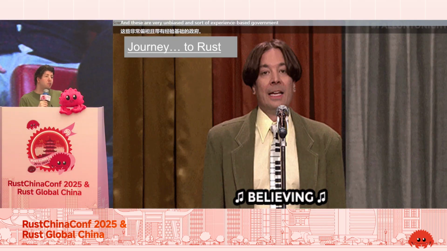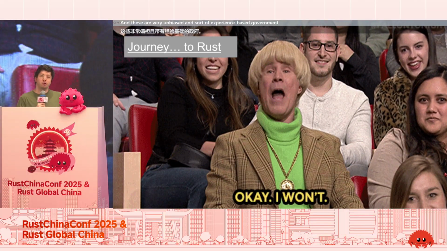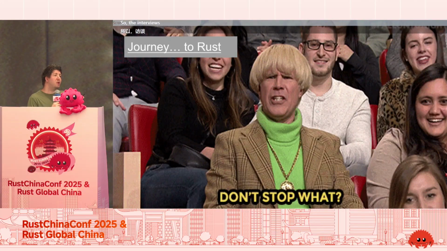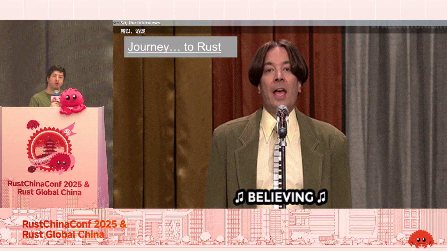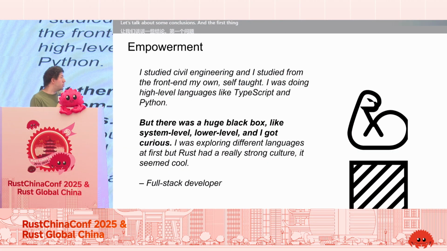All right, so the interviews. Let's talk about some conclusions. The first thing is, how do people get started with Rust? The first thing that is unsurprising is people get into Rust because it empowers them. For example, maybe somebody used Python before, and they were curious about the lower level details of language development, and Rust enables them to get into this. They can write performant code in a safe way.